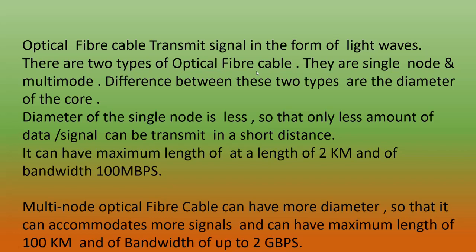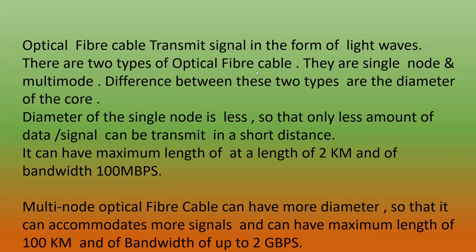Single node has less diameter compared to multi-node. Less diameter means only a small amount of data can be transmitted over a short distance, whereas multi-node has more diameter than single node, which can transmit more data and more signals over a longer distance.